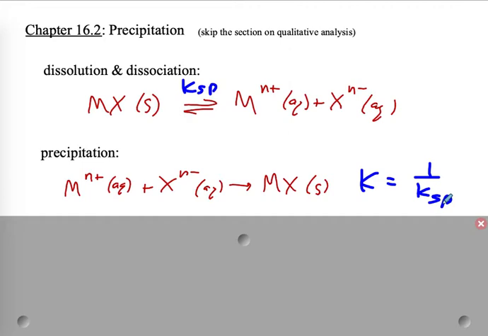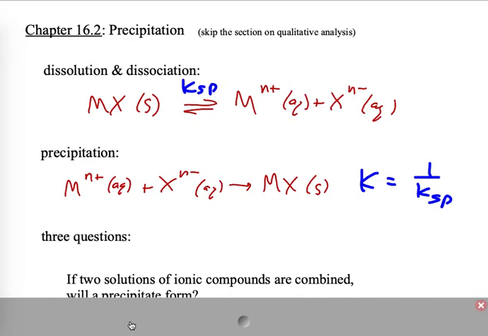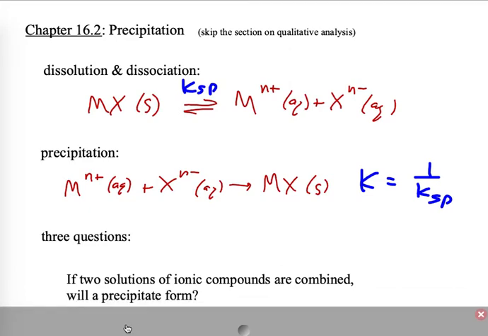We are not going to do any actual calculations involving that particular equilibrium constant, but we are going to ask three questions, each of which involves the equilibrium expression and Ksp. And these questions are, first of all, if two solutions of ionic compounds are combined, will a precipitate necessarily form? Back in the introductory year of chemistry, we used our qualitative solubility rules to answer this question. As you will see, those rules are not always accurate. We need to do some calculations.